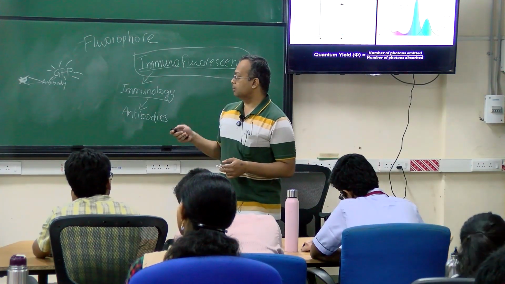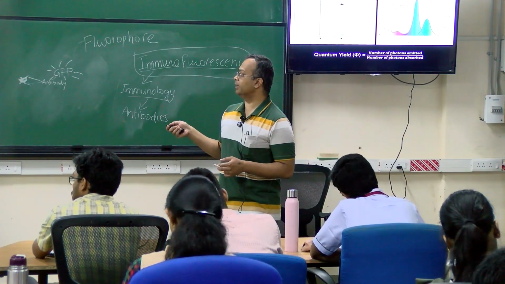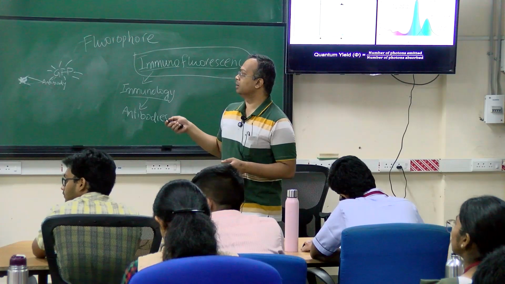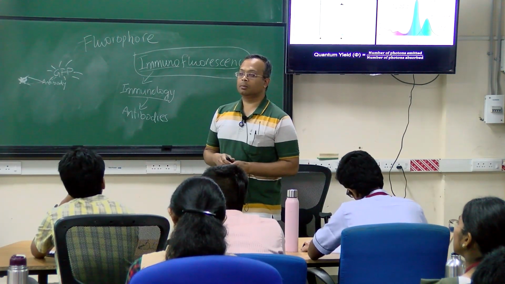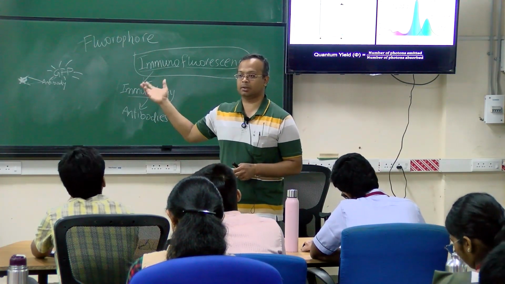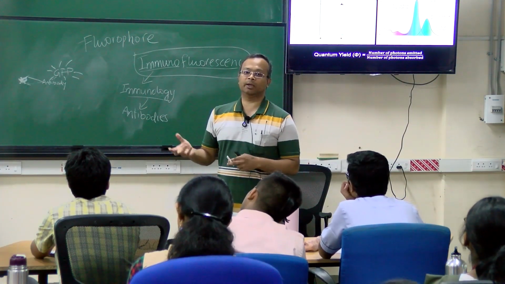And this formula describes it: the number of photons that are emitted here, divided by the number of photons absorbed here, is called the quantum yield. So the GFP that is isolated from that jellyfish will have a certain quantum yield, but that may not be good enough for our real world application.